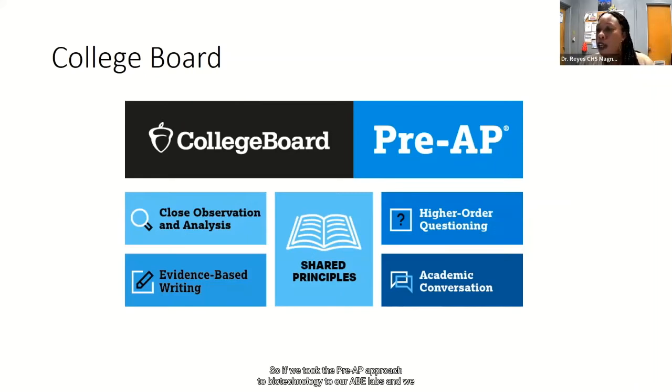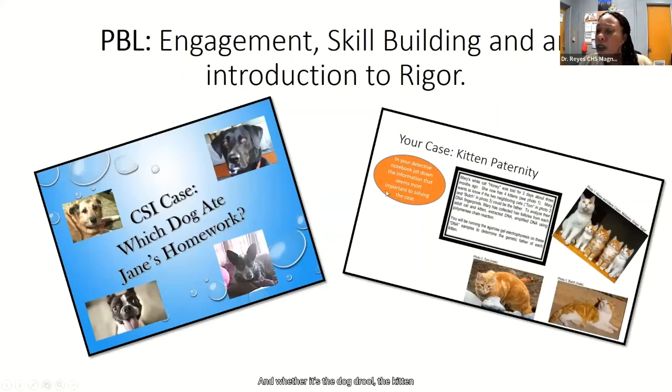So if we took the pre-AP approach to biotechnology, to our ABE labs, and we introduced it in middle school, and I saw that it works there, whether it's the dog drool or the kitten paternity, these things tend to get the kids excited about what we are doing next and how they are going to figure out the answer to the problem that has been posed.